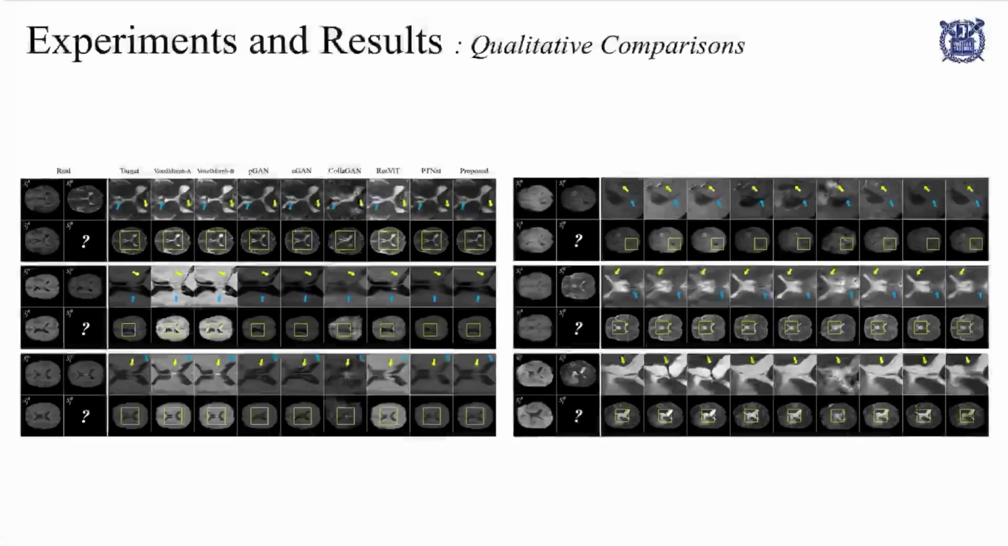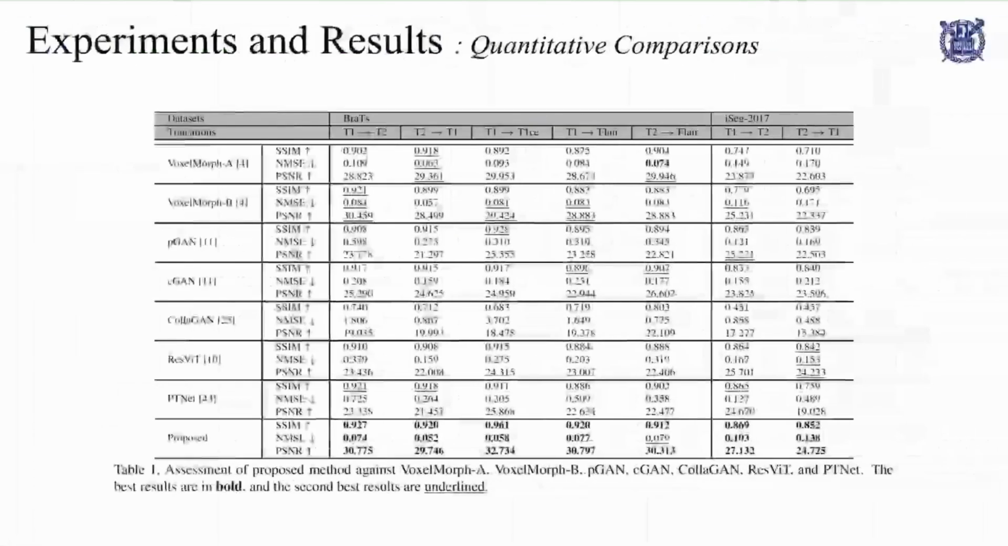We now show experiments and results. The first is a qualitative comparison against other methods. As shown, our method improves both structural and contrast details and captures even small anatomical parts located in the center of the brain. In the next quantitative comparison, we show that for every dataset and sequence transition, we outperform by all measures.